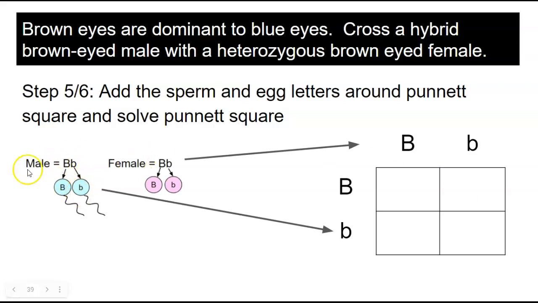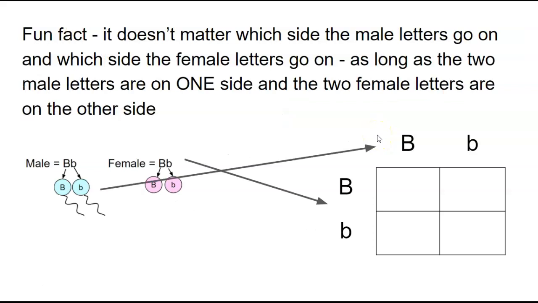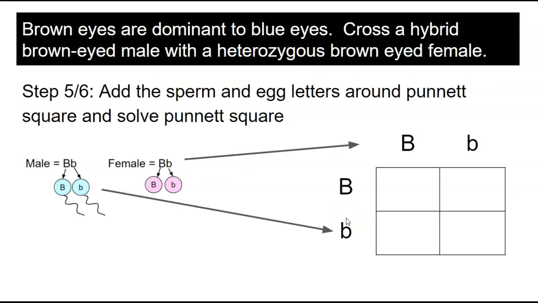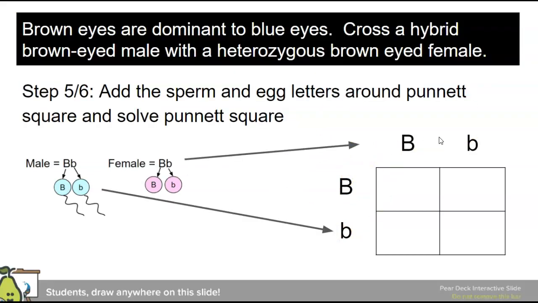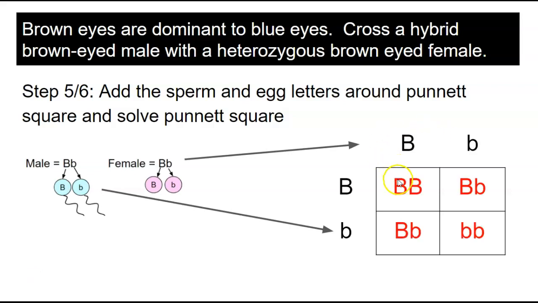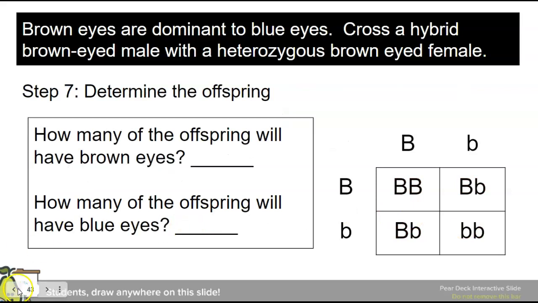Okay, so we put dad's sperm on one side. Dad's sperm letters have to stick together. We can't put one of dad's letters on the side and one on the top. They've got to stick together. Mom's are going to go on the other side. It doesn't matter if you put dad's on the top and mom's on the side, or mom's on the top and dad's on the side. Either way will work, as long as mom's letters stick together and dad's letters stick together. Now we just fill in the Punnett square. So here we've got big B, big B; big B, little b; big B, little b; and little b, little b.